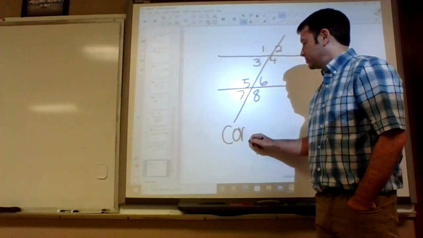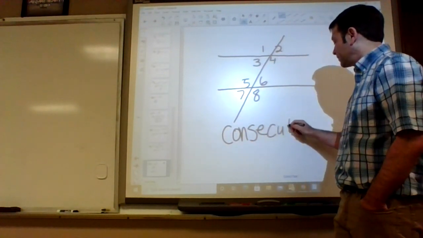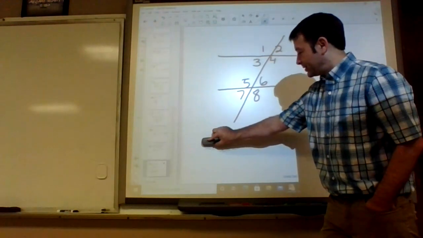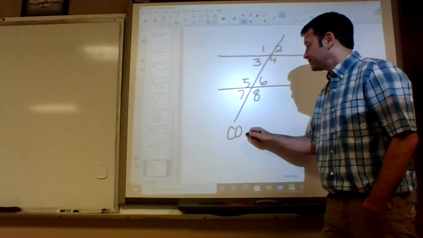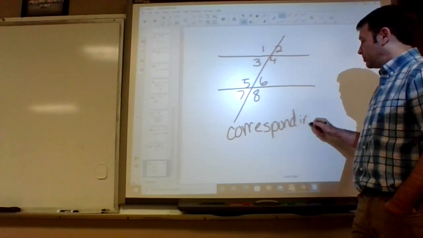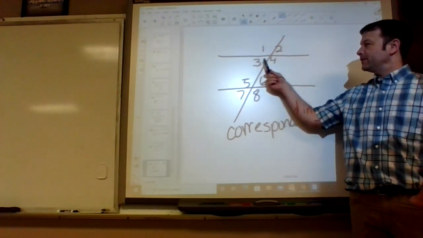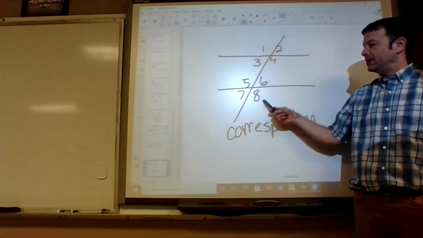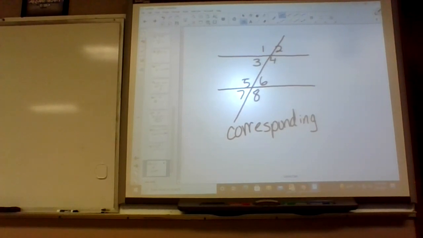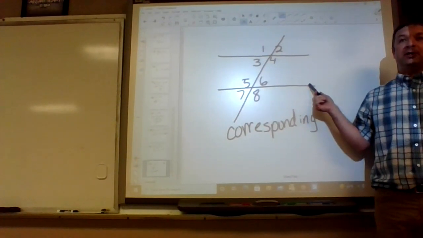So chances are that these words will be on your test, right? Consecutive... or whoops, I was going to do that one last, actually. Let's start with corresponding. Would that be like 3 and 7? Okay, what are some examples of corresponding angles? 1 and 5, 2 and 6, 3 and 7, 4 and 8. Corresponding means matching, twin angles. Does that make sense? If the lines are parallel, what do we know about corresponding angles?